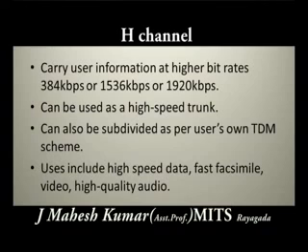H11 channel at 1536 kilobits per second provides international compatibility, whereas H12 at 1920 kilobits per second may be used in countries which are currently operating the 2048 kilobits per second channel. The H channel carries user information at higher bit rates such as 384 kilobits per second or 1536 kilobits per second or 1920 kilobits per second. It can also be used as a high-speed trunk, and can also be subdivided as per the user's own TDM scheme. It includes high-speed data, fast facsimile, video, high-quality audio, etc.